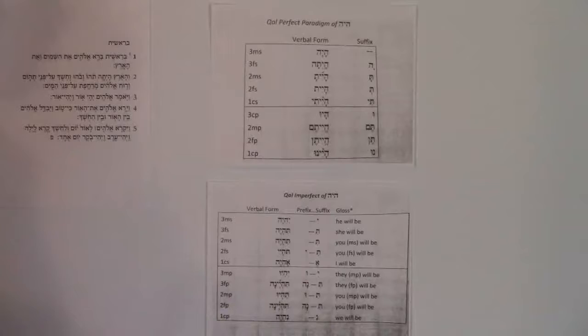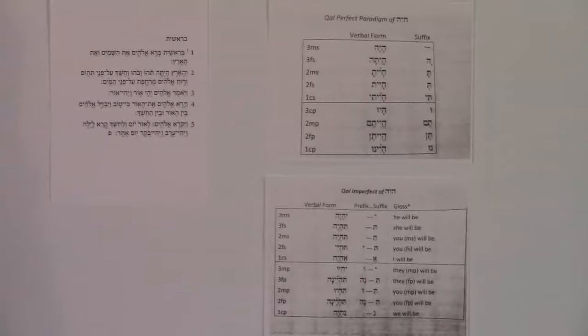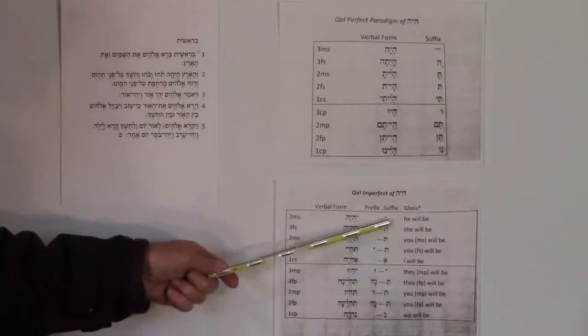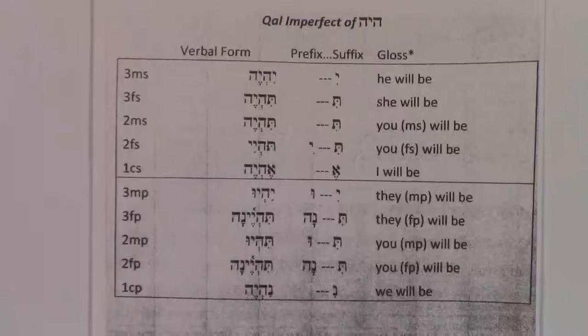And so what you get, once again, is that the majority of the prefixes for the Qal imperfect is the tav with a dagesh. Should be like a neon flashing light to you. Okay?